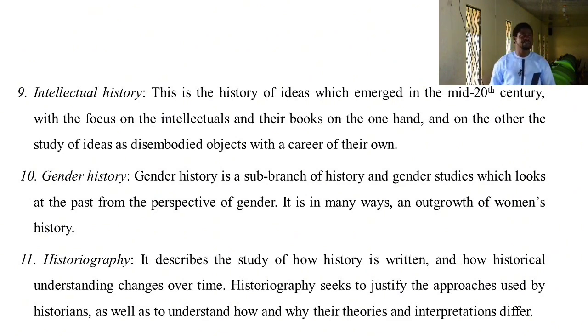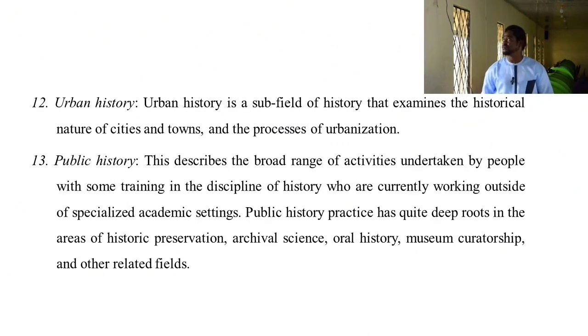Number 11 is historiography. It describes the study of how history is written and how historical understanding changes over time. Historiography seeks to justify the approaches used by historians as well as to understand how and why their theories and interpretations differ. Number 12 is urban history. Urban history is a sub-field of history that examines the historical nature of cities and towns and the processes of urbanization.